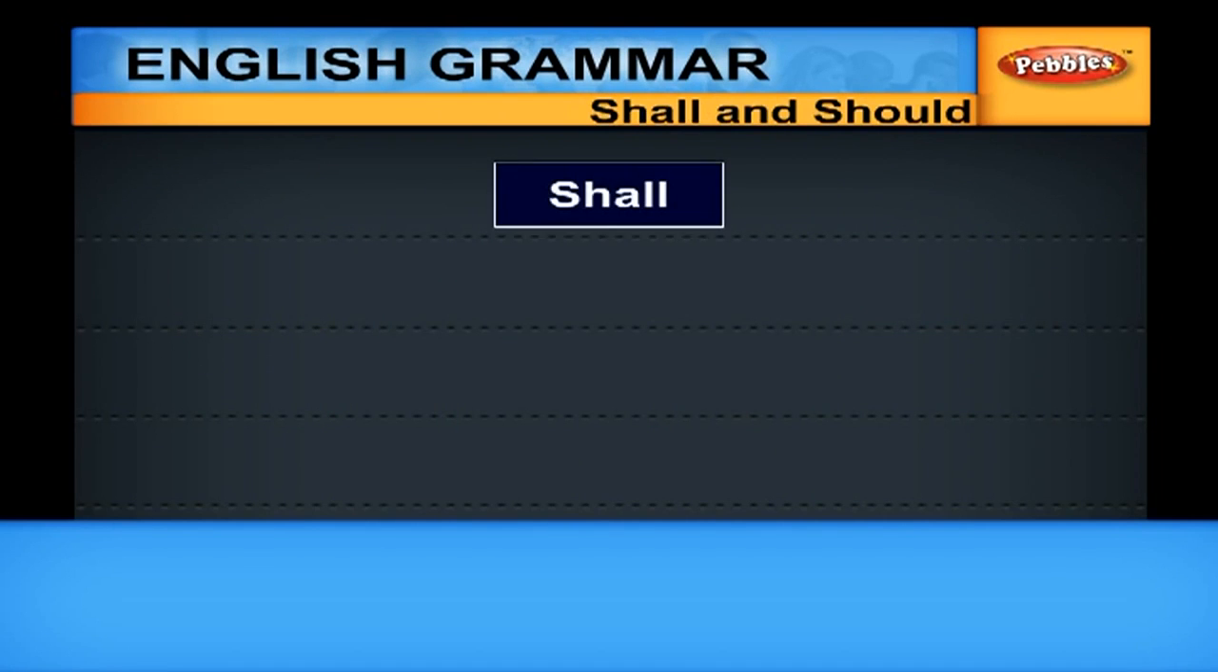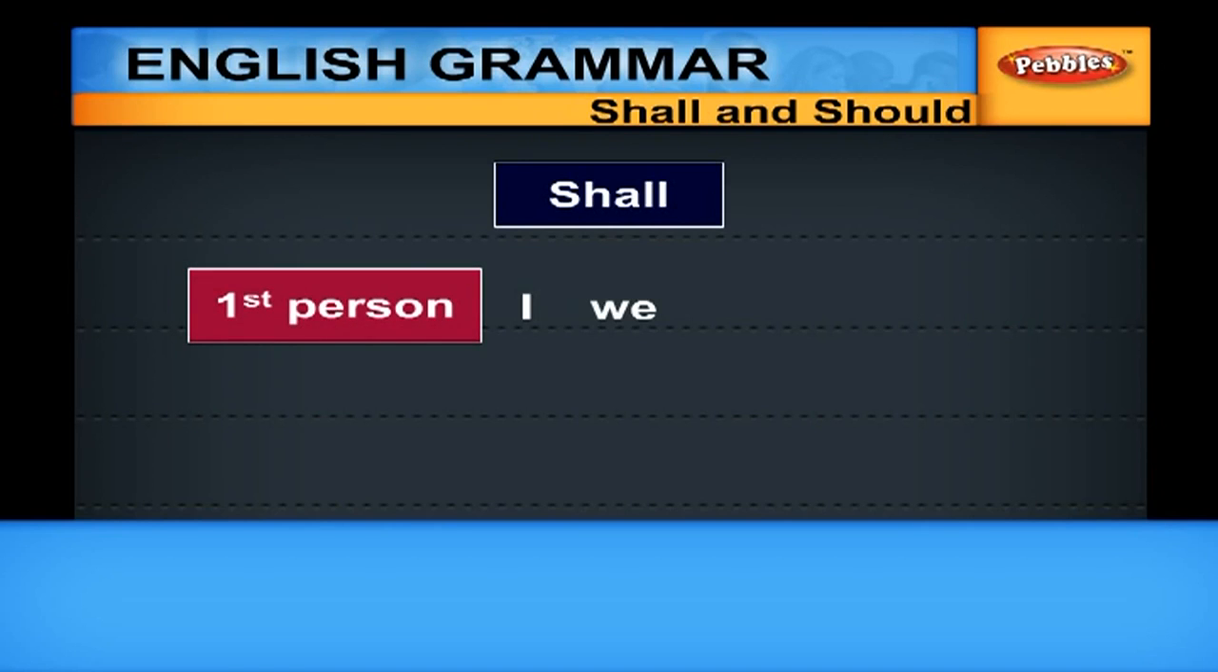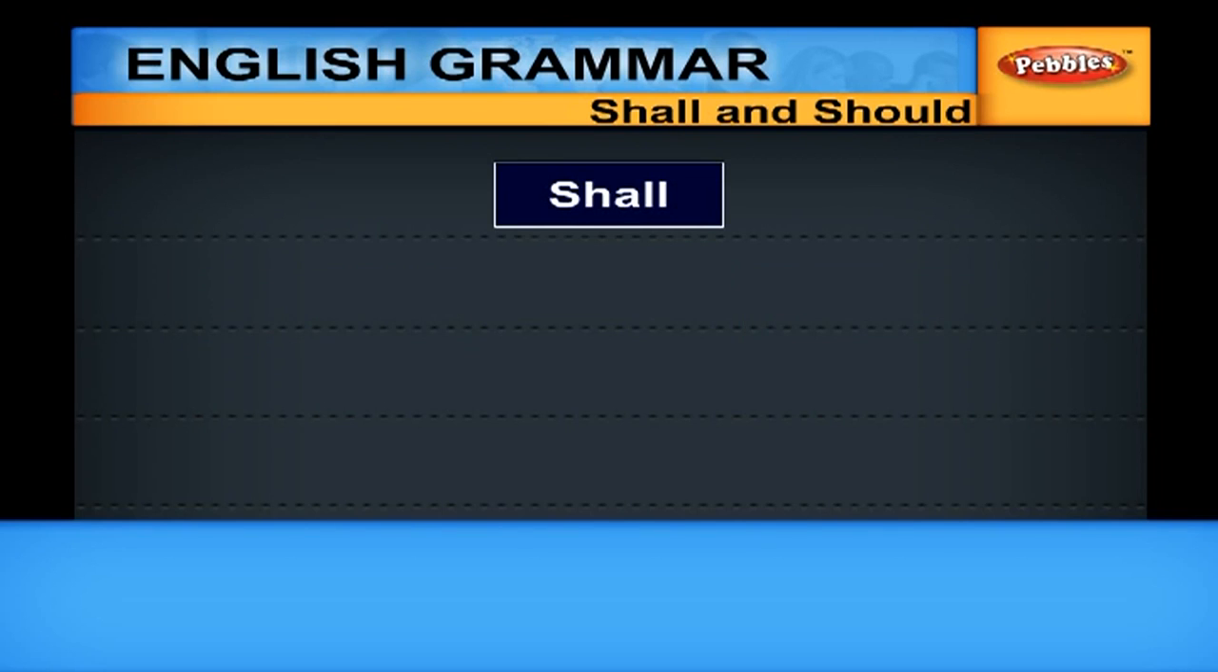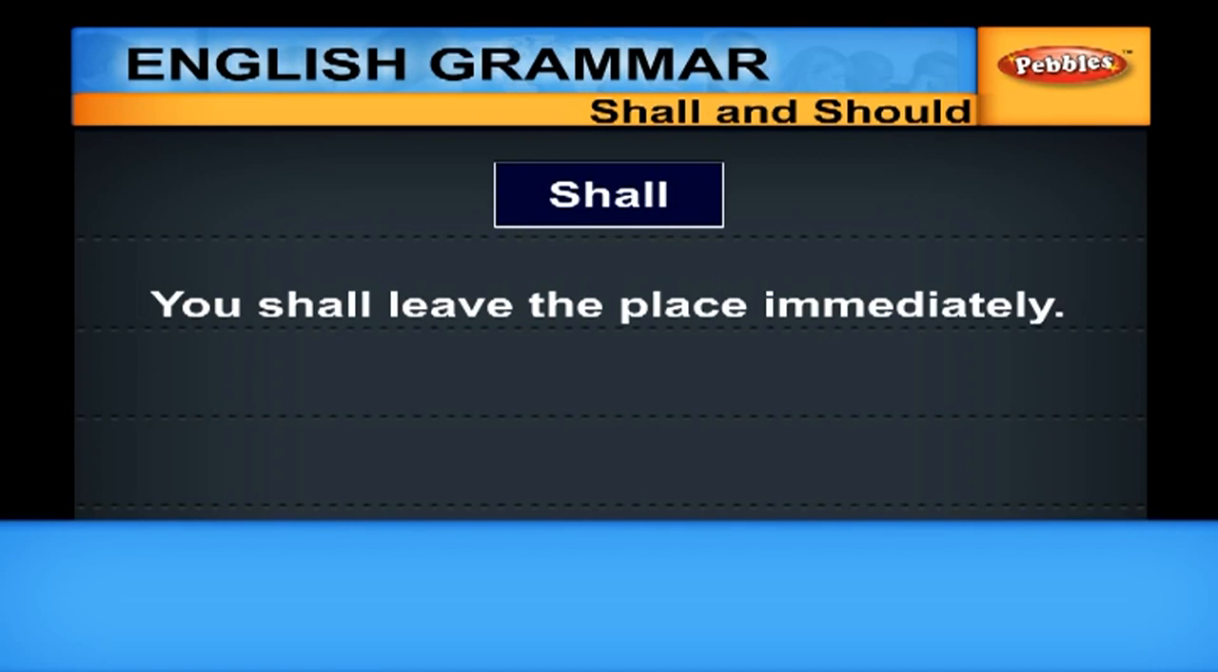Let us study about shall. We have already seen that shall is used to indicate a future action. You can use it with the first person I and we to indicate a future action. When it is used along with the second and third person, it carries a definiteness. Don't you think so? It can also express a command. How? Let's see this example. You shall leave the place immediately. He shall attend the meeting.